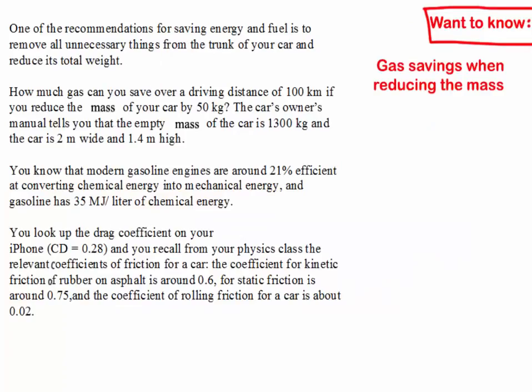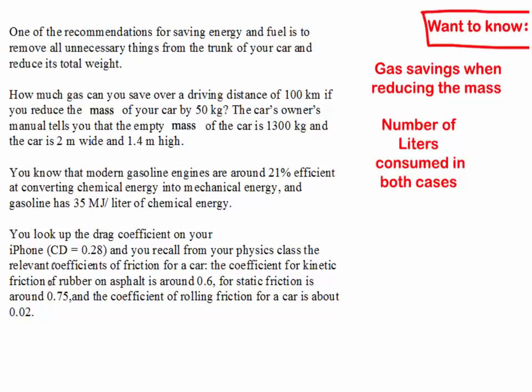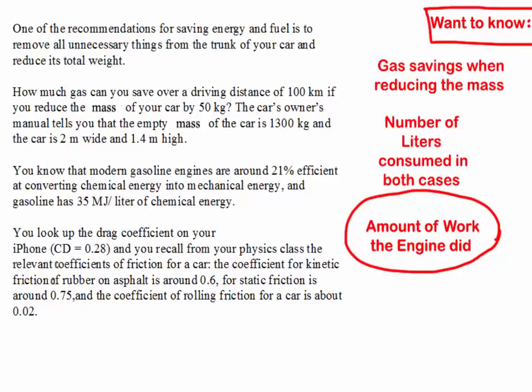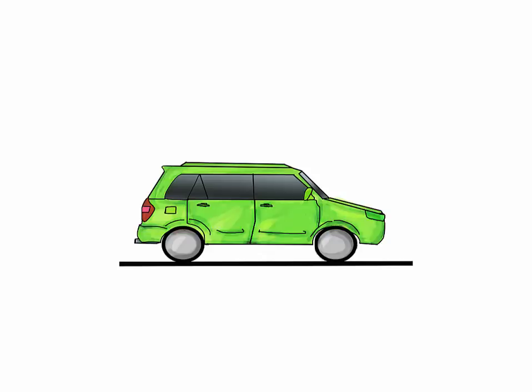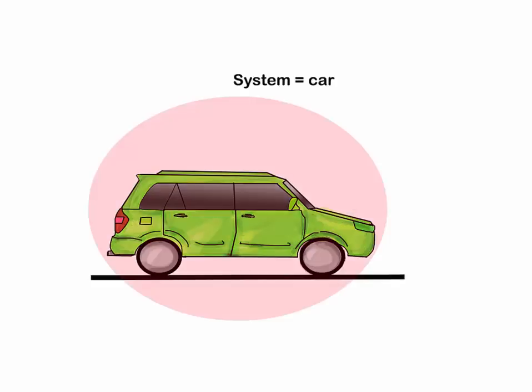Let's review what we want to know from this question. We want to know the gas savings when we reduce the mass of the car. To do this, we need the number of liters consumed in both cases. To get this, we have to look at the amount of work the engine did. But before we start, we need to define our system, which is the car.